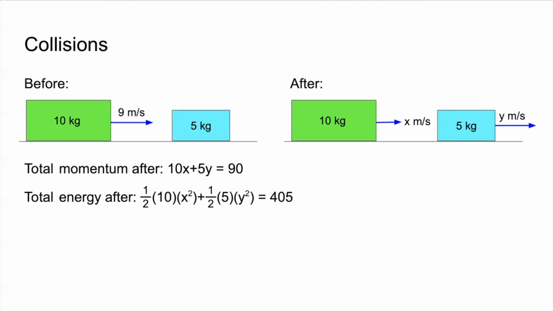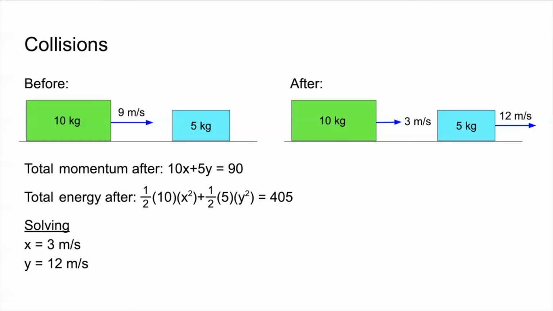So the total momentum after the collision is 10x plus 5y, and that is equal to the momentum before the collision, which is 90. And the total energy after the collision is 1/2 times 10 times x squared plus 1/2 times 5 times y squared. And it is also equal to the energy before the collision. So now we have a system of equations. And solving this system of equations gives that x is 3 meters per second and y is 12 meters per second.